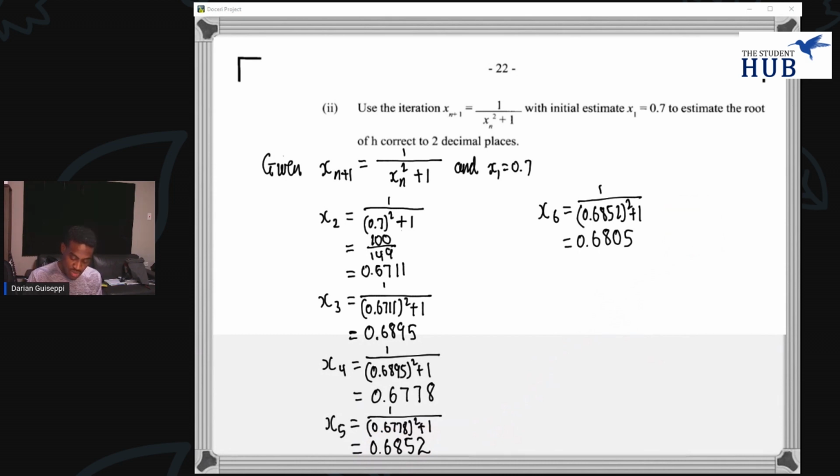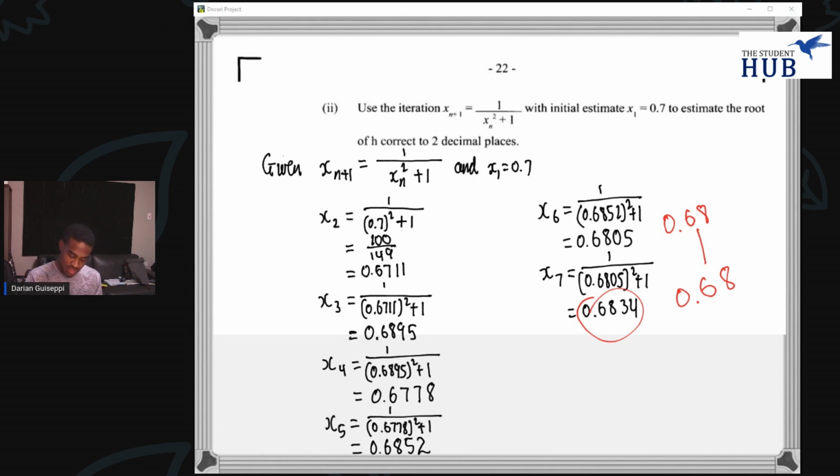So what will we go to? x7. So we'll use this. Hopefully we get it on x7. I'm really hoping, right? So let's see what we get. It's looking like this might just be it. So when we look at x6, we approximate that to two decimal places, you get 0.68. x7 approximated to two decimal places will be 0.68 as well. So this is correct. We're good to go there.